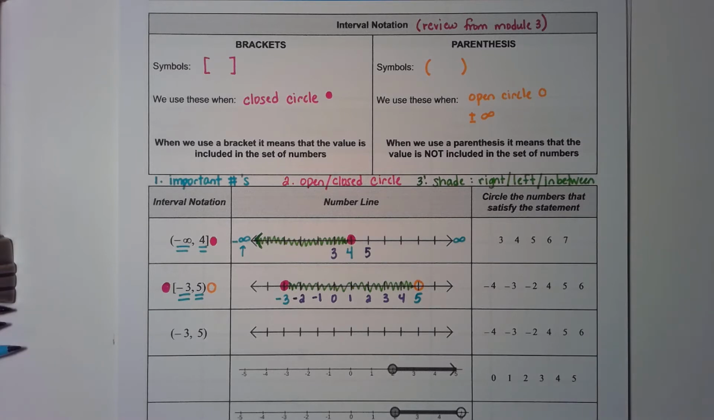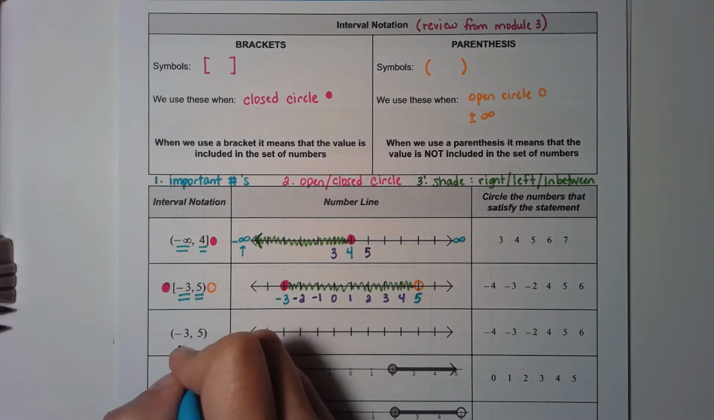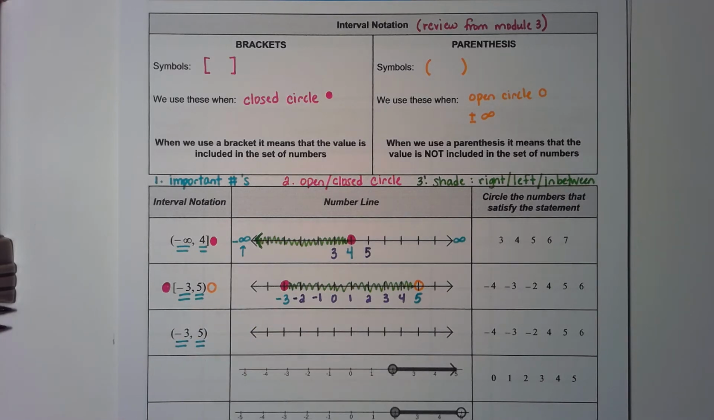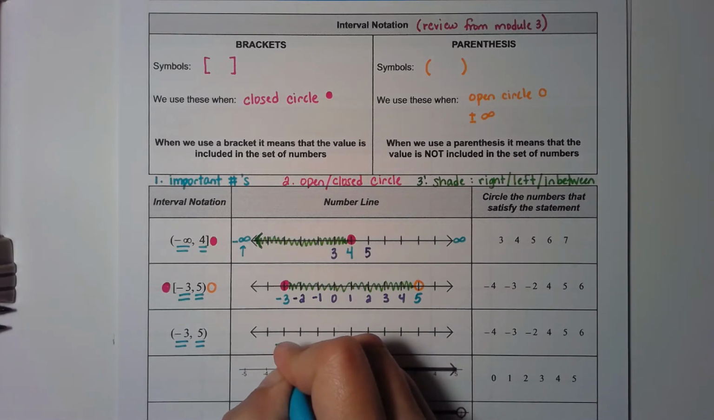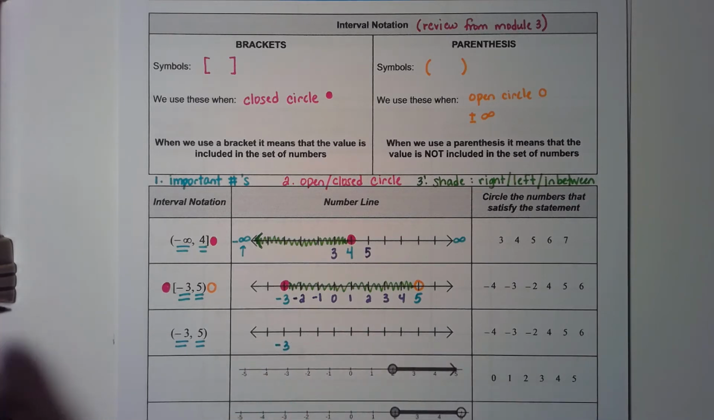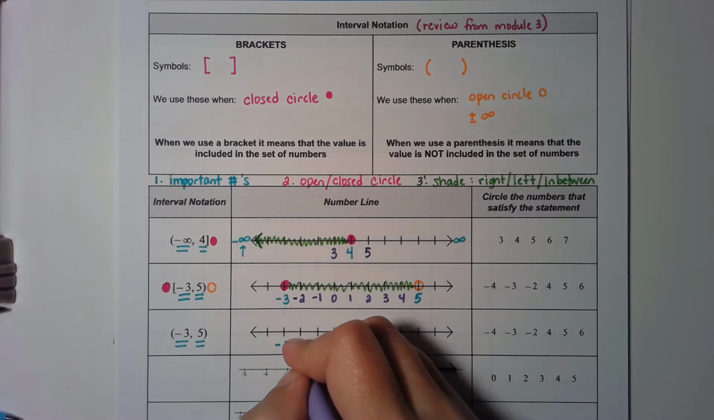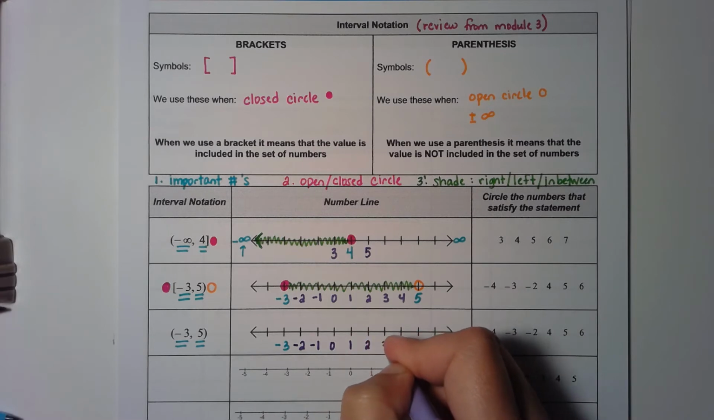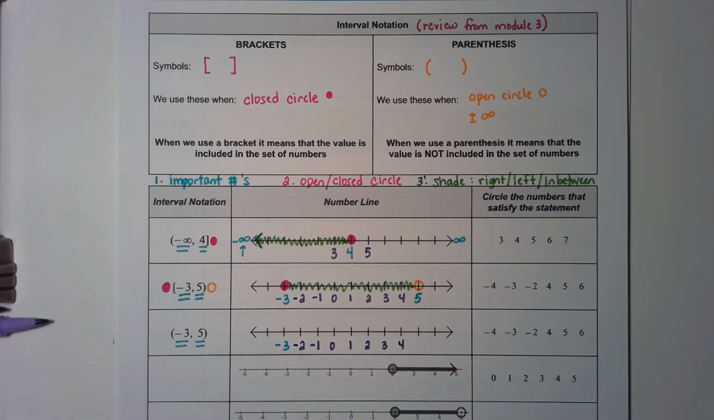Next, let's talk about (-3, 5). So (-3, 5) again has two important numbers, the -3 and the 5. That's the same two important numbers as last time. So I'm going to start by labeling the -3, and just like last time, since the number 5 would not be right next to that, I'm going to count up to the number 5. And then 5.